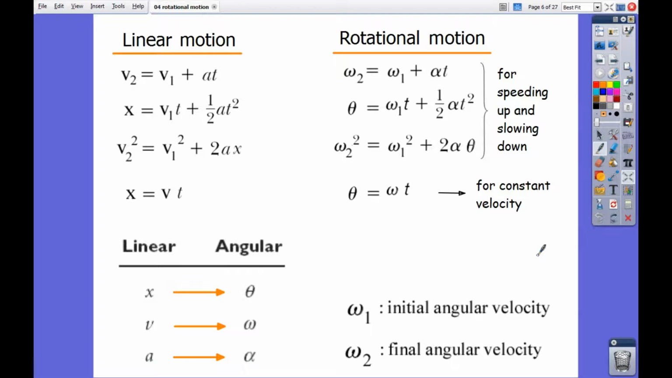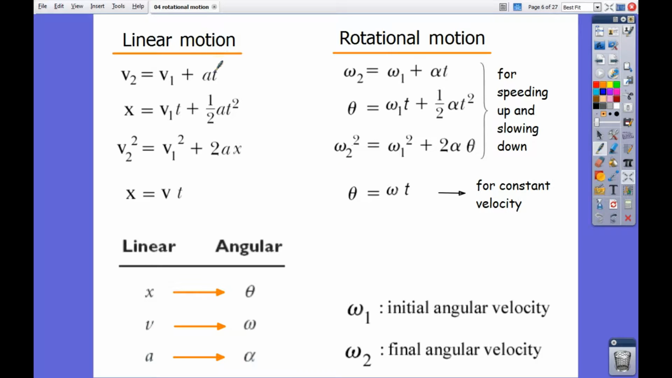Hi everyone! In this video, we are going to study rotational kinematics. As you see here in this slide, you will see linear motion presented with all the formulas, and then also the rotational motion formulas. As you can see, there is the same pattern between linear motion and rotational motion.